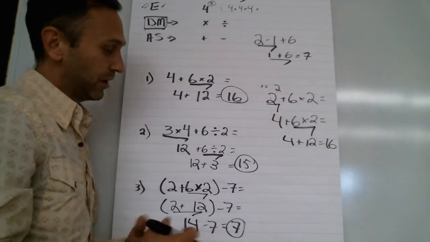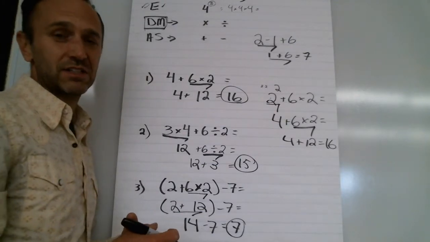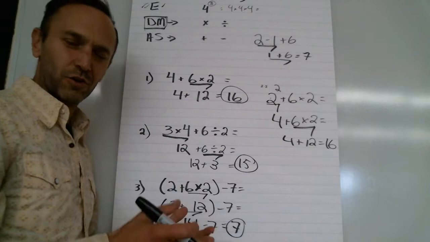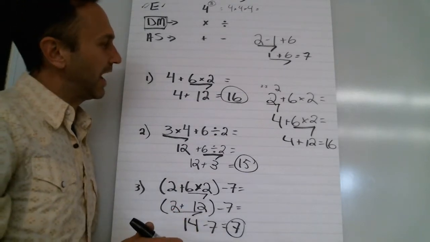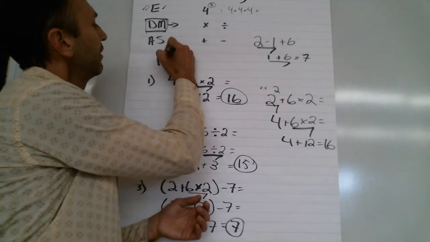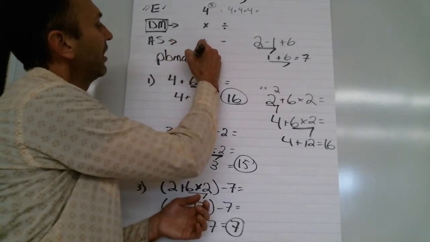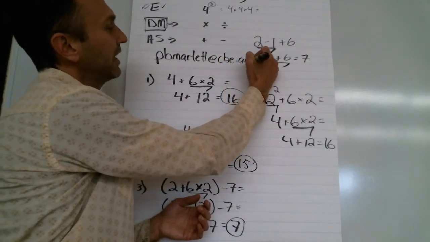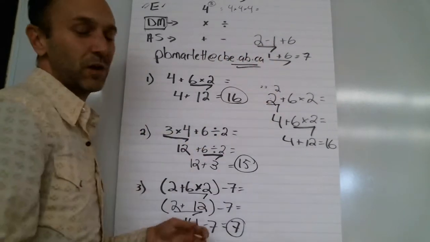So that's really what I'm expecting, especially from the grade 6, 7s. If you try and do something even more complicated, take the risk. Go for it and see what happens. And if you have any questions, you can email me at pbmarlett@cbe.ab.ca. Any questions we can look at next week.